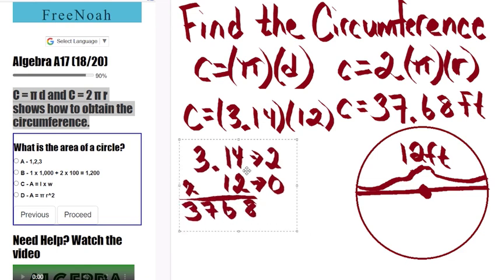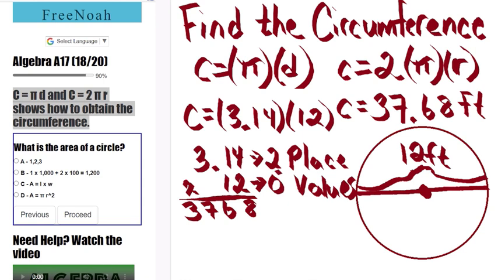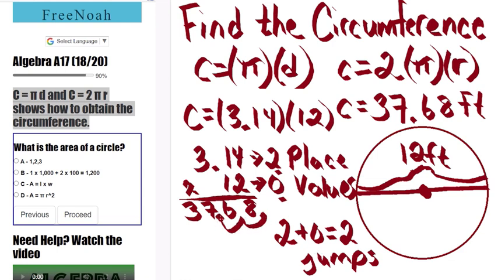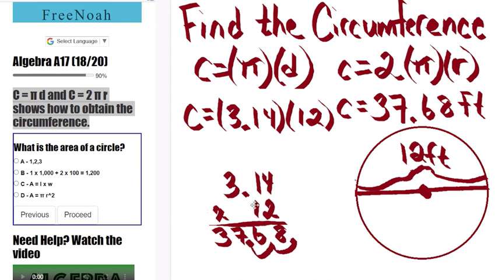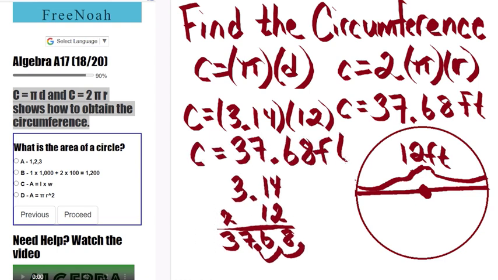Let's go ahead here, clean this up just a little bit. Place values here, so 2 plus 0, well, that gives us 2 place values in total, which means 2 jumps to the left. So we start at 8, 1, 2. So now we have decimal placement here between the 7 and the 6. So we can ultimately state that the circumference of our circle, with a diameter of 12 feet, has a circumference of 37.68 feet.